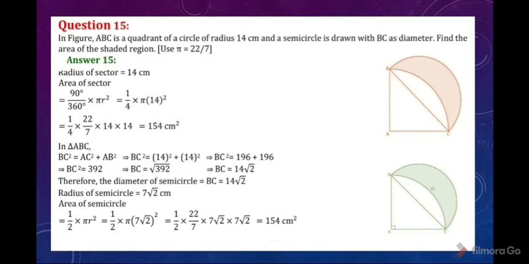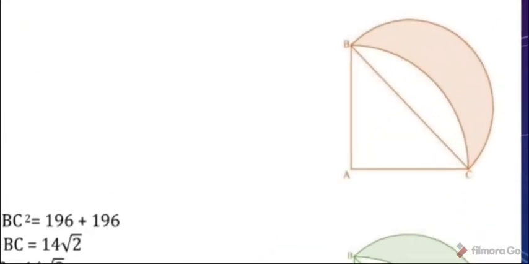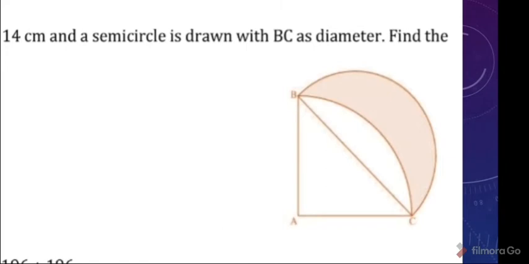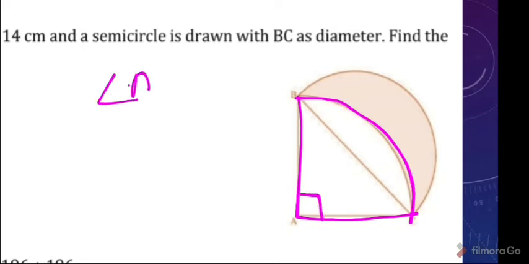Now we will discuss question number 15. In the figure, ABC is a quadrant of a circle of radius 14 cm and a semicircle is drawn with BC as diameter. Find the area of the shaded region. If you look at the first diagram, both the diagrams are actually the same. This ABC is a quadrant, that means angle A is equal to 90 degrees. Also the radius of the quadrant is given as 14.